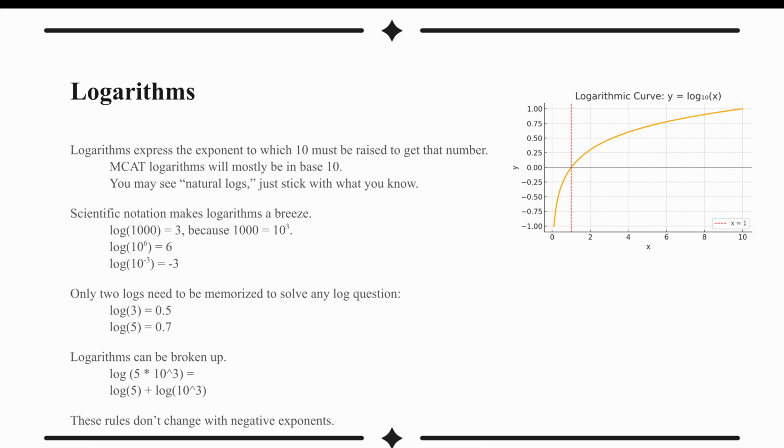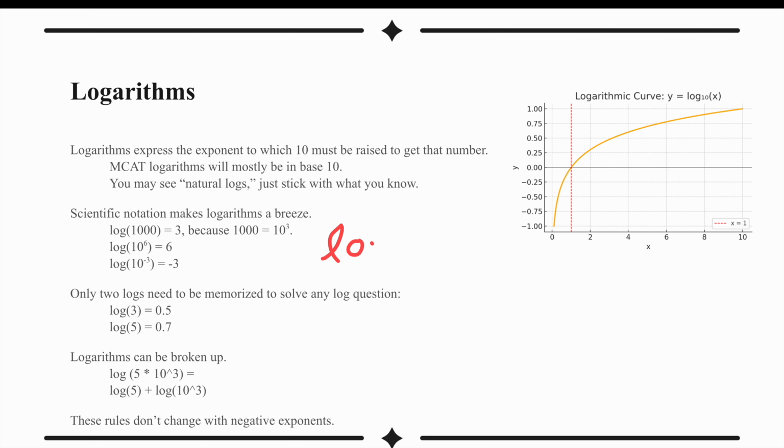So the easiest way to think about logarithms is using scientific notation. Scientific notation makes logarithms a breeze. The log of 1,000 equals 3, because 1,000 is the same as 10 to the third. If we do the logarithm of 10 to the 6th, it's just 6, because you need to raise 10 to the 6th in order to get 10 to the 6th. And the logarithm of 10 to the negative third is just negative 3.